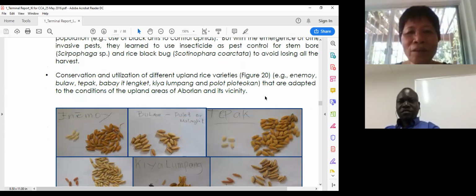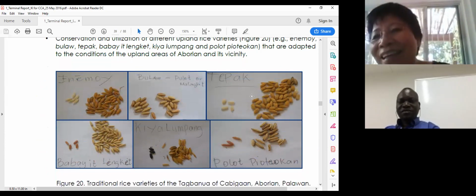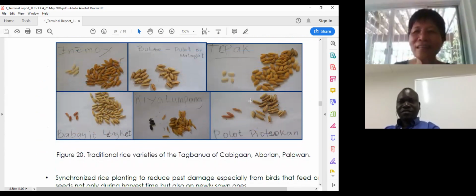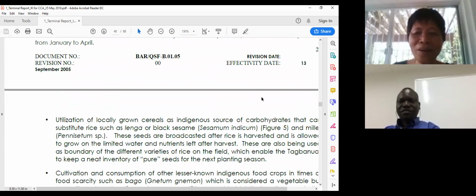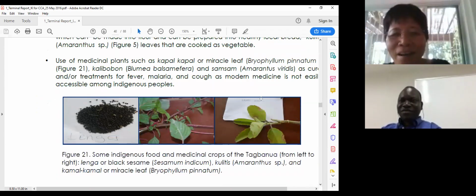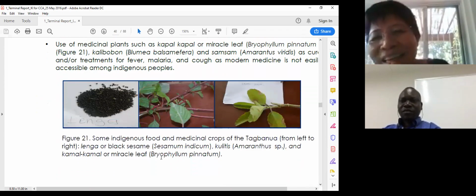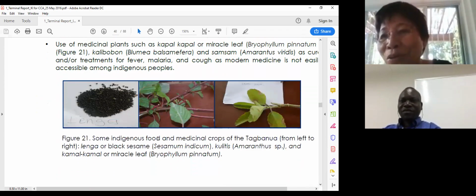These are the different kinds of rice that they plant. So you have been doing a kind of knowledge management, which connects information and the action, right? Okay, very nice. These are the traditional rice varieties. Now I'll show you more. These are some indigenous food and medicinal crops. This is black sesame. This is celosia, or what you call amaranthus. And then kamal. It's a miracle leaf for them. It's called Bryophyllum pinnatum. This I cannot give you a copy because of the copyright, but I am showing it to you.